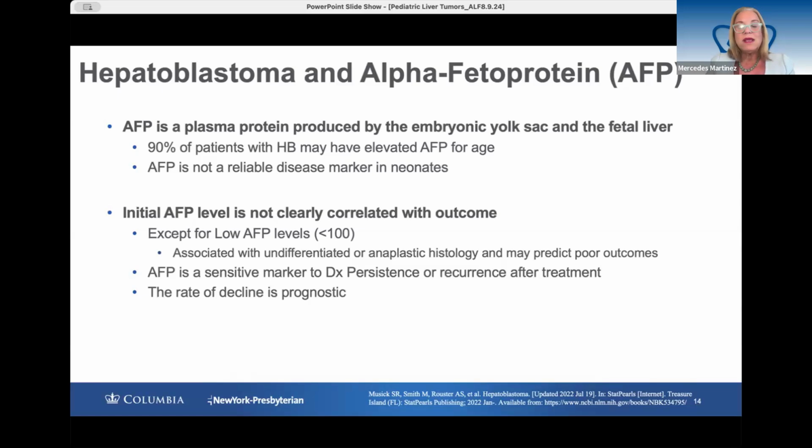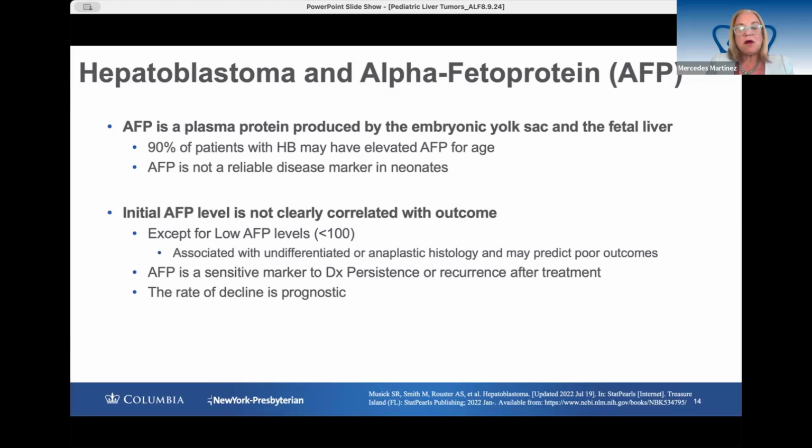And it's not true. The patient still might have a hepatoblastoma, and in those cases it is associated with an undifferentiated or anaplastic histology, which may predict poor outcomes. They don't respond well to chemo, they present late, they progress despite chemo. Then it's important to recognize that low alpha-fetoprotein doesn't mean that it's a good outcome. But alpha-fetoprotein is a sensitive marker and can predict persistence of tumor while the patient is getting treatment, or recurring tumor after treatment is complete.